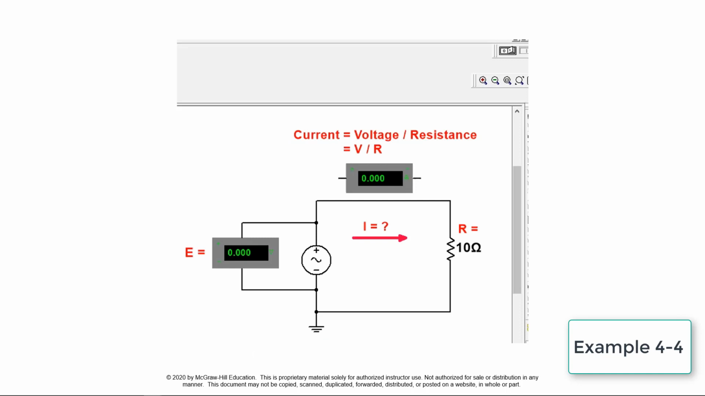This simulates the solution to the problem presented in the text. It demonstrates how the current value can be calculated using Ohm's law when the voltage and resistance values are known. The current is calculated by dividing the voltage value by the resistance value. 120 volts divided by 10 ohms is equal to a calculated current flow of 12 amps. The current value is verified by switching on the simulation and observing the current reading of the ammeter.